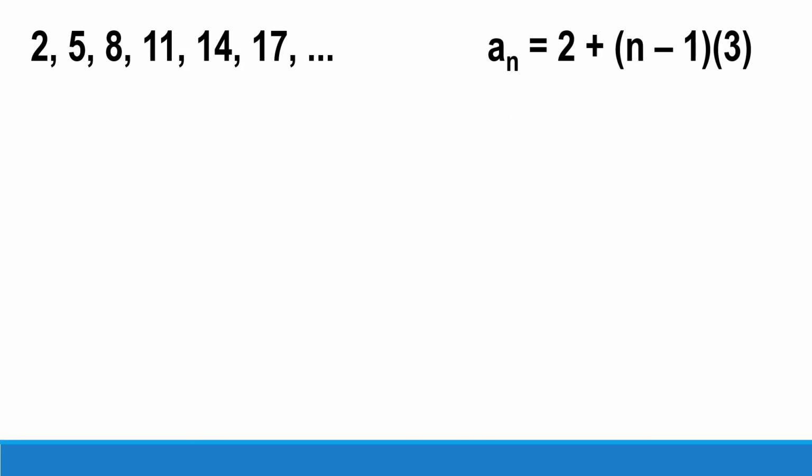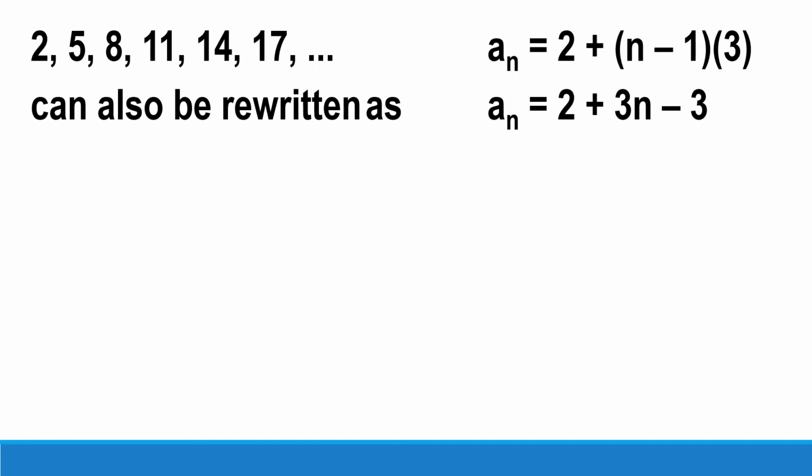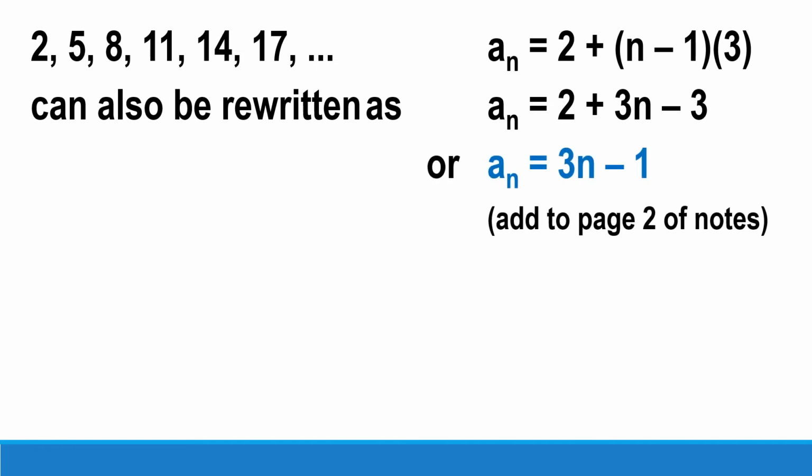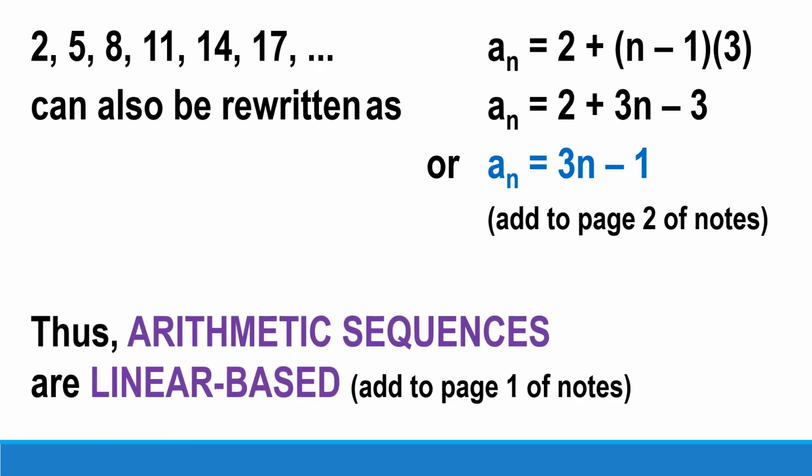We could take that arithmetic explicit formula we just wrote, 2 plus the quantity n minus 1 times 3, distribute to 3, and then combine like terms to come up with an equivalent equation of a sub n equals 3n minus 1. And if you're following along with my note sheet, then I would add this to page 2 of the notes. What's most important is to understand that arithmetic sequences are linear based. And that is something that, again, if you're using my notes, I would add to page 1.